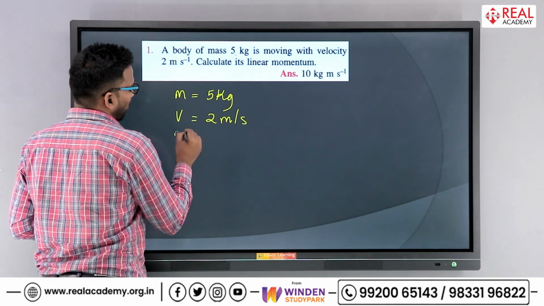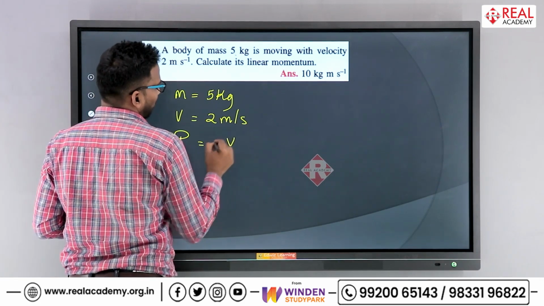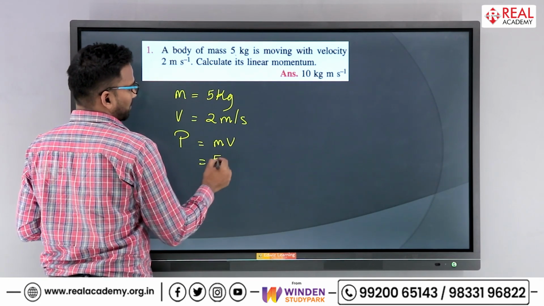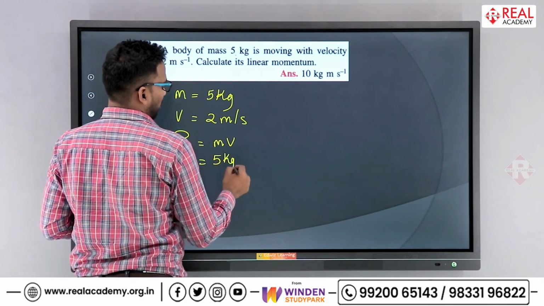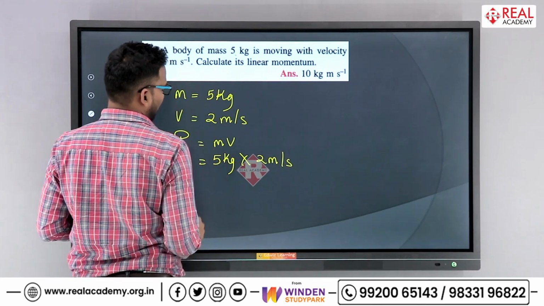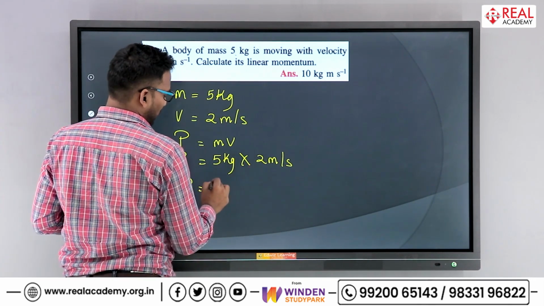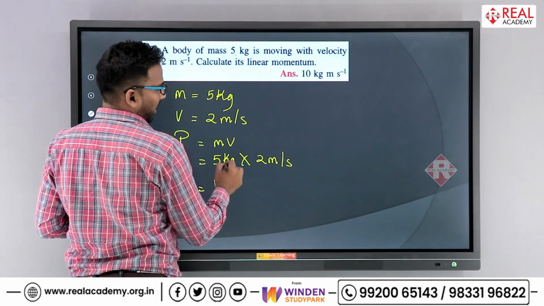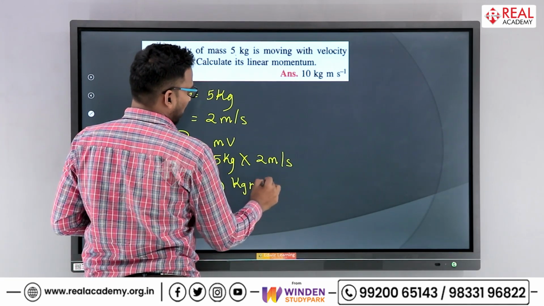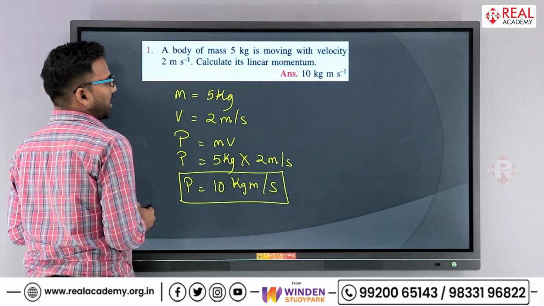See, we know the formula for linear momentum is P is equals to mass into velocity, right? So what is mass? 5 kg. And what about velocity? 2 meter per second. So what will be the final answer for this? 5 into 2 is 10, and kg into meter per second is kg meter per second. So this is linear momentum.